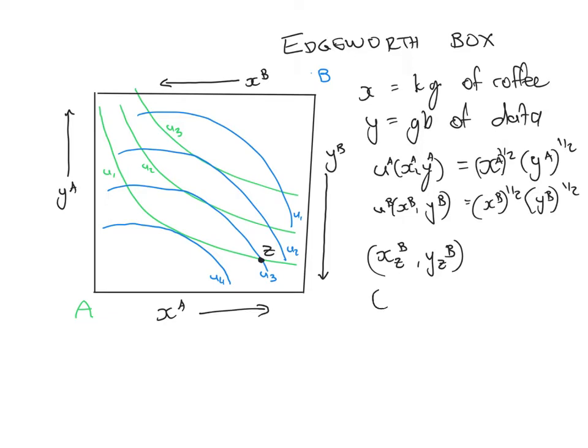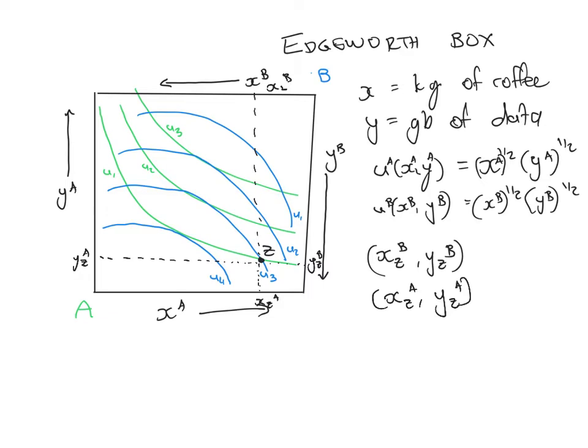And then Ayanda is going to have XZA and YZA. Now these all correspond to point Z. We can look at those on the box here where we can see we've got coordinates for Z. For Ayanda she has XZA and YZA. And for Bongani he has XZB and YZB. So these are the amounts of the goods that Bongani and Ayanda have.